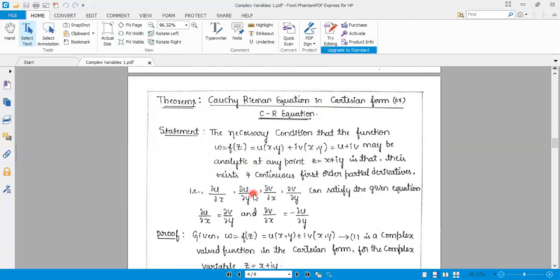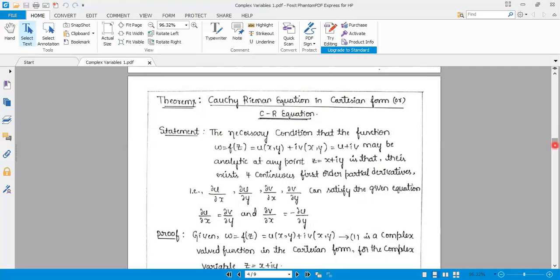If u and v are continuously differentiable with respect to x and y, then dou u by dou x equals dou v by dou y, and dou v by dou x equals minus dou u by dou y. So these are the Cauchy-Riemann equations in the Cartesian form.